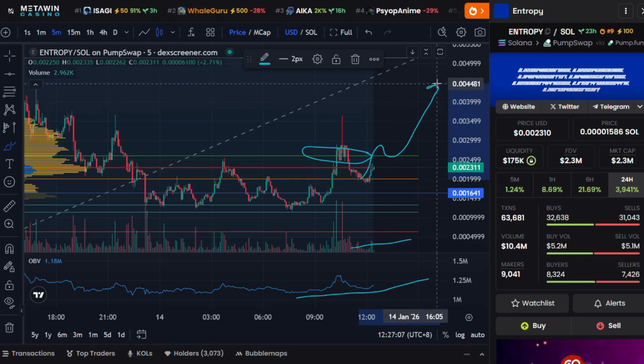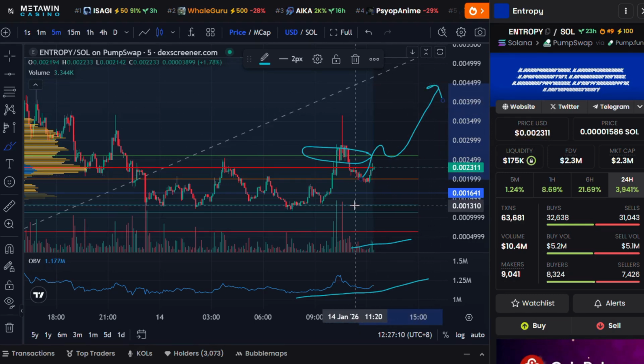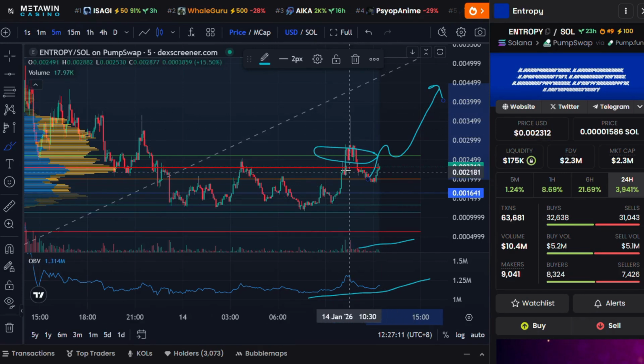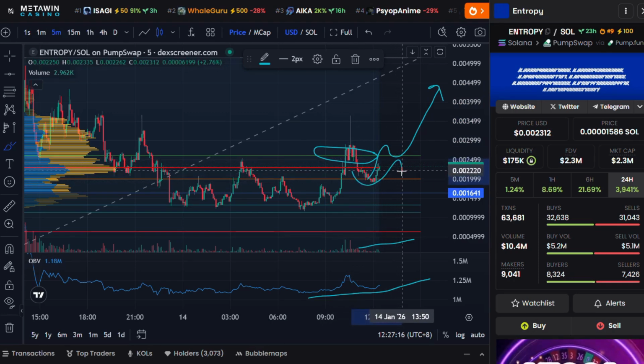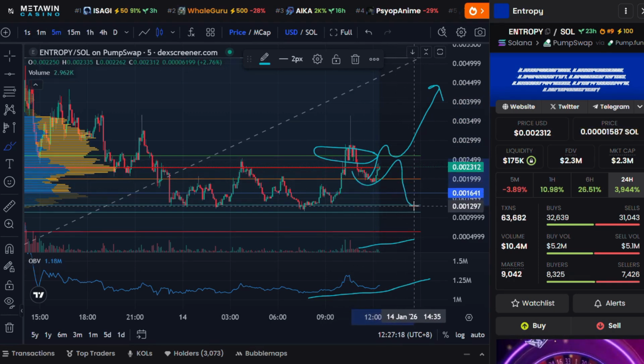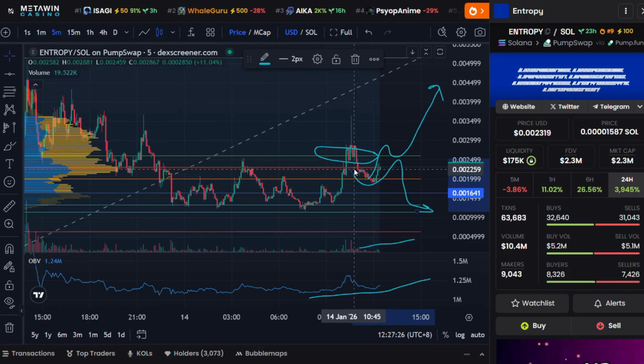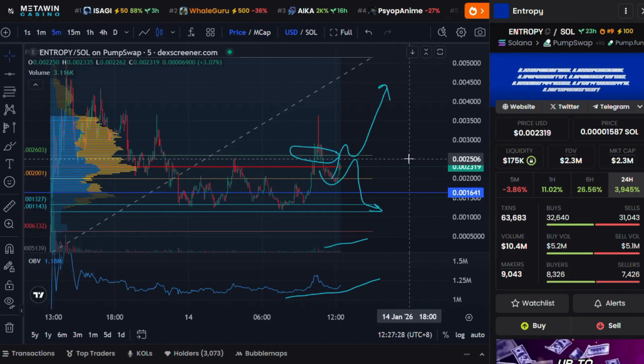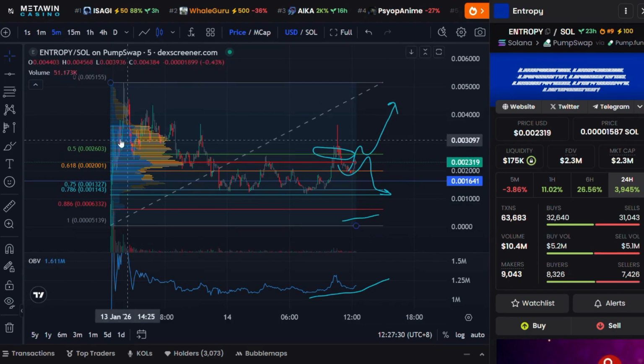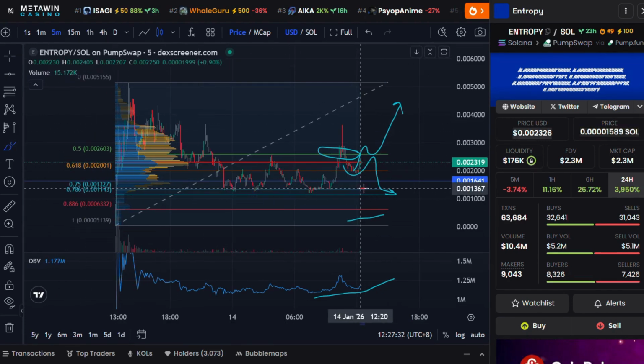However, if price fails to hold these levels and begins to rotate back down into the Fibonacci blue pocket, it would suggest that momentum is weakening and that buyers are losing control. In that scenario, the probability would shift toward further downside and a deeper consolidation phase before any meaningful continuation could occur.